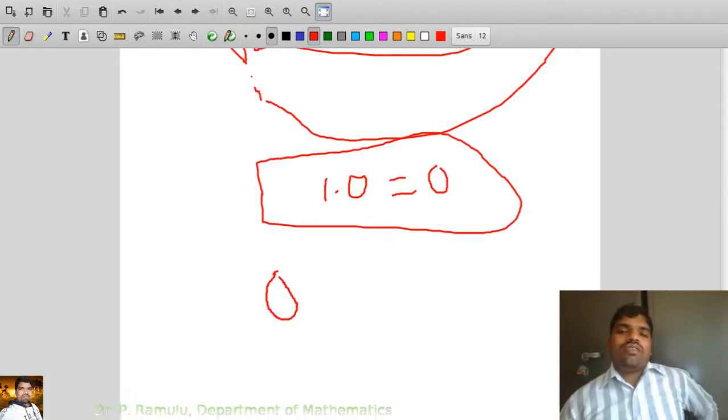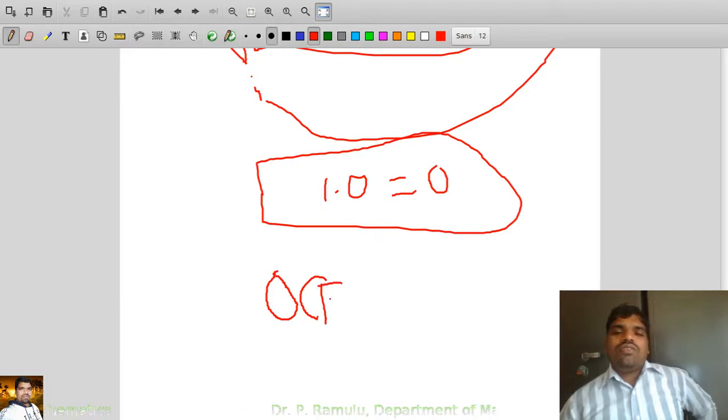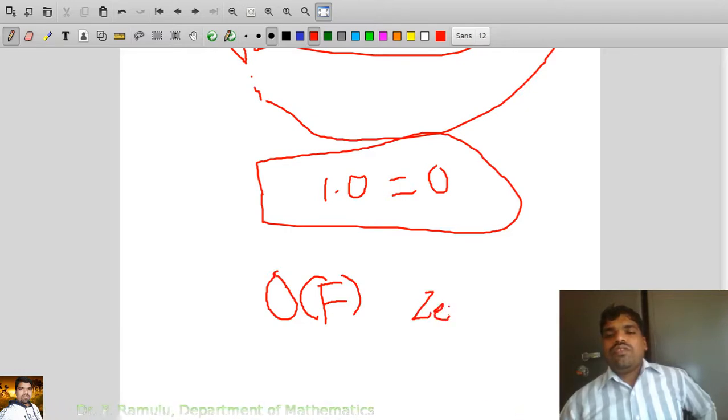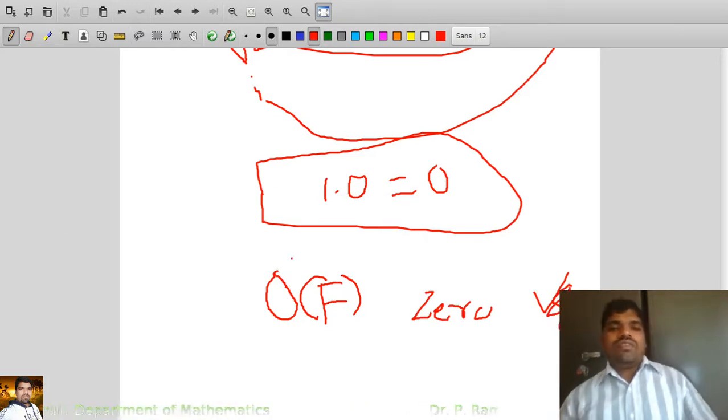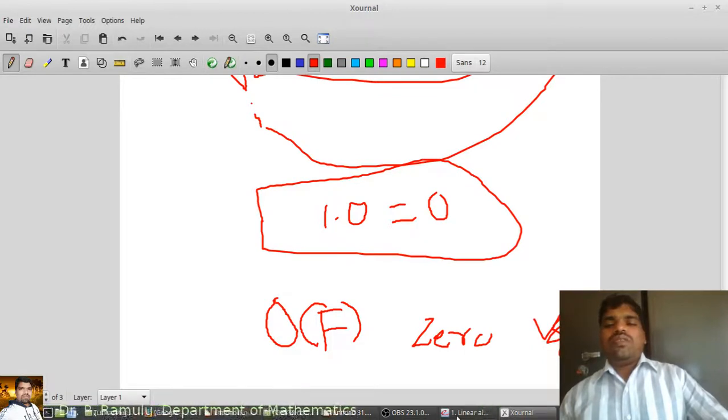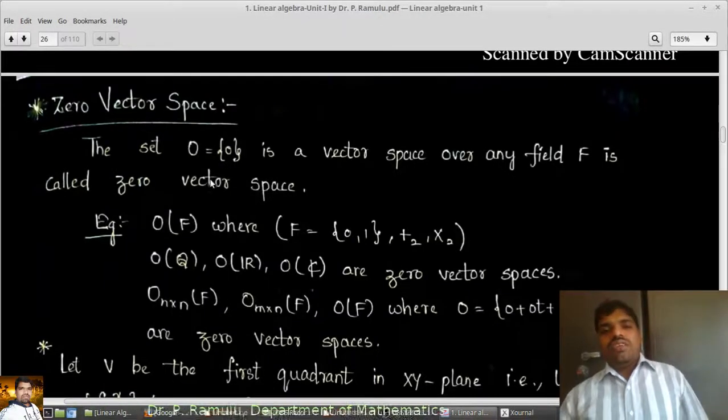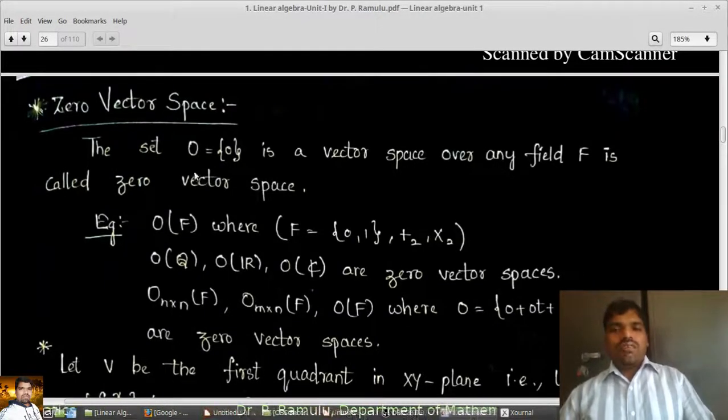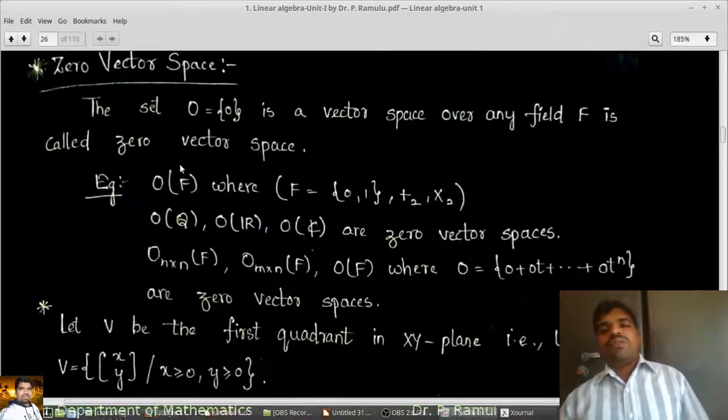I'm taking that F is a field. So the zero vector space is denoted like this. This is the zero vector space. Therefore, the set singleton 0 which is a vector space over the field F is called the zero vector space.